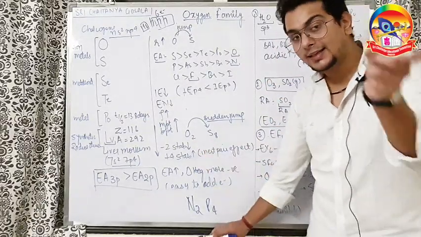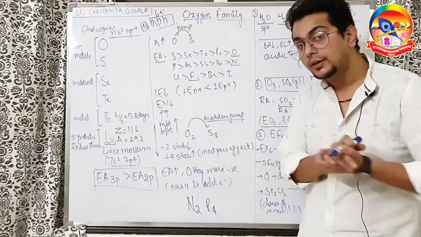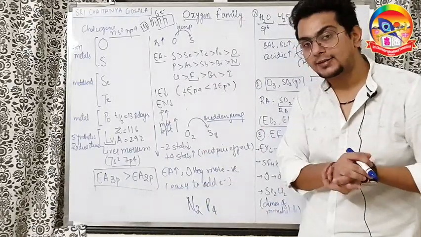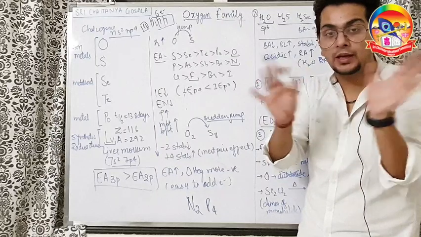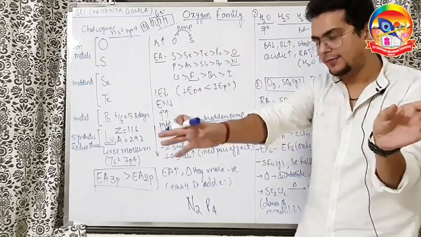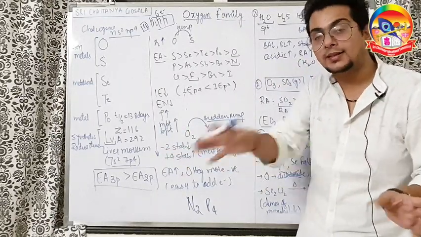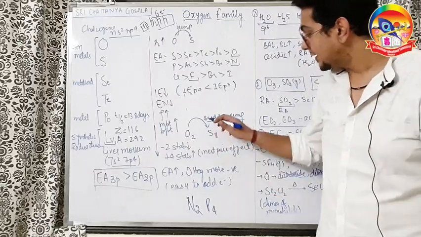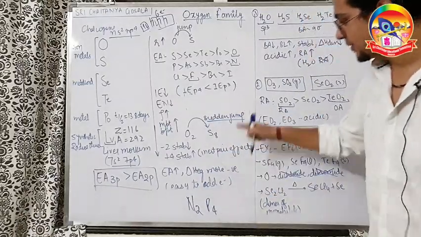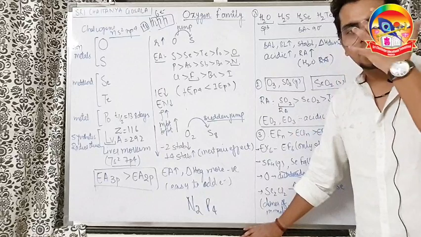Understand, oxygen is a gas. Sulfur is a solid, nitrogen is a gas, phosphorus is a solid. There is no liquid in between them. Nitrogen is a gas, phosphorus solid, oxygen is a gas, sulfur solid. Also, there is a sudden jump in their boiling points. Both of them have a sudden jump in their boiling points.